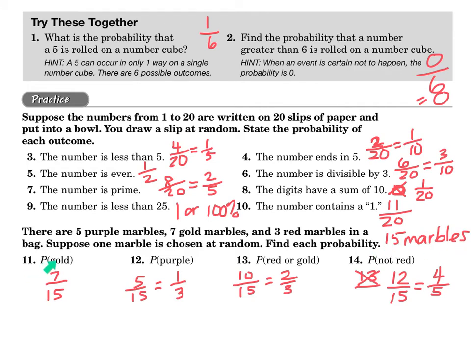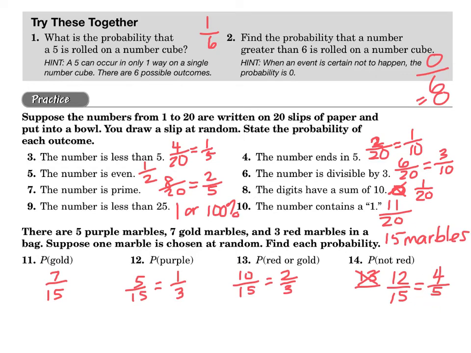So what's the probability of getting a gold marble? That's 7 out of 15. Cannot be simplified. A purple one, 5 out of 15, 1/3. One that's red or gold. Add the red and the gold together. So 7 and 3, 10 out of 15, 2/3. Not red. So take away the red, which is taking away 3, not 12, which I started to write in the first place, but 3, and you get 12 out of 15, simplifies to 4/5.